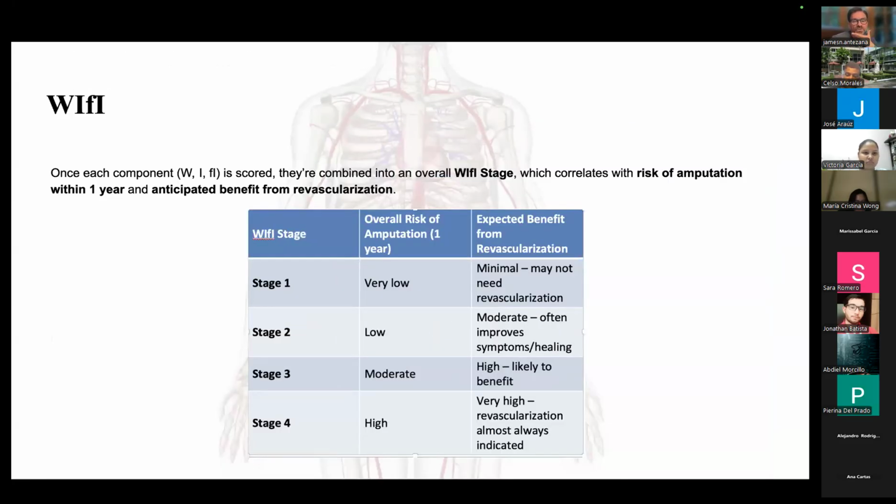And you guys can assume that the higher the grade or the higher the stage, the higher the probability of limb loss. Okay, stage 4, based on the numbers that you would calculate, is extremely high. Stage 1 is very low. This helps us gear our risk factor modification and our supervised walking programs for these patients to help them develop collateralization of flow.